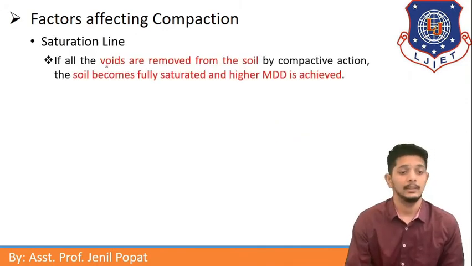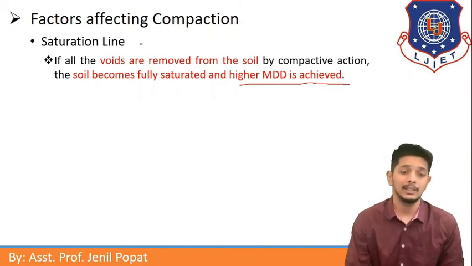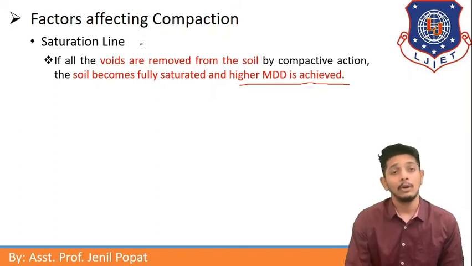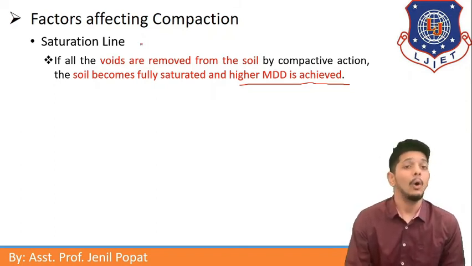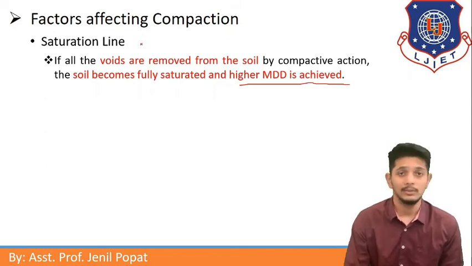Saturation line. If all the voids are removed from the soil by compactive action, the soil becomes fully saturated and higher MDD is achieved. So the saturation line can be achieved when by compactive action you remove all the voids, that is 100% saturation, which is not practically feasible or possible.